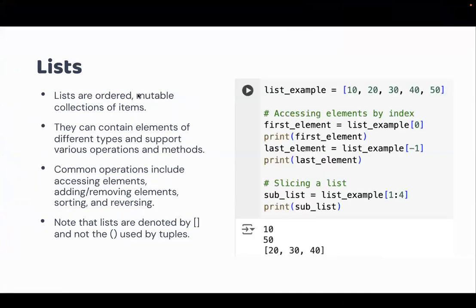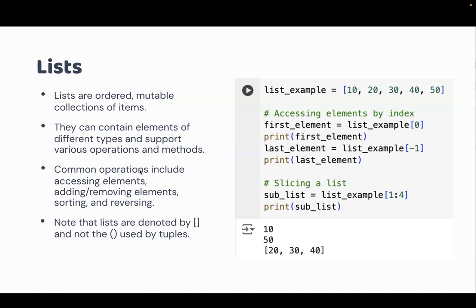So finally, we are going to lists. Lists are ordered, mutable collections of items. It is initialized by the square brackets over here. Remember that for tuple, we have parentheses, and for dictionary, we have braces. And for the list, we have the brackets. The list can contain elements of different types and support various operations and methods. So it's very commonly used in Python.